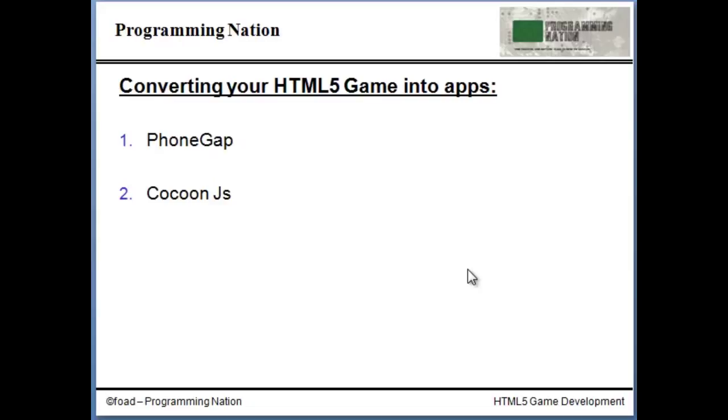The next step you have to take is to convert your HTML5 game into an actual app which would work inside your smartphones. Now, you have got two technologies you can use. One is PhoneGap, the other one is Cocoon.js. These are online, and you have to go and create an account for them. And then you can experiment and convert your HTML5 game into apps.